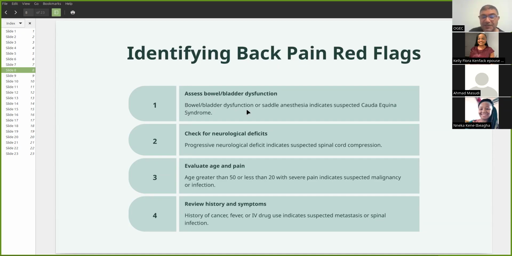If there is bowel bladder dysfunction, it points to cauda equina syndrome, or if the patient has saddle anesthesia and bowel bladder dysfunction at the same time, it's cauda equina syndrome, which is an emergency. If there are neurological deficits, it's also a red flag. A progressive neurological deficit, motor and sensory, both or either, is a red flag in back pain.